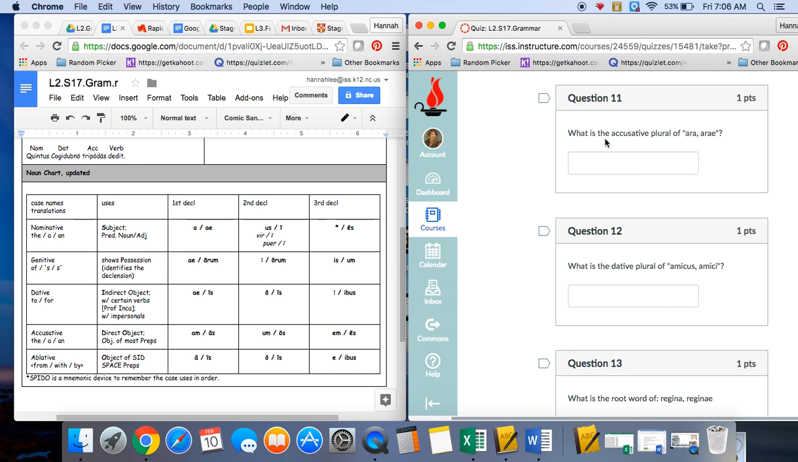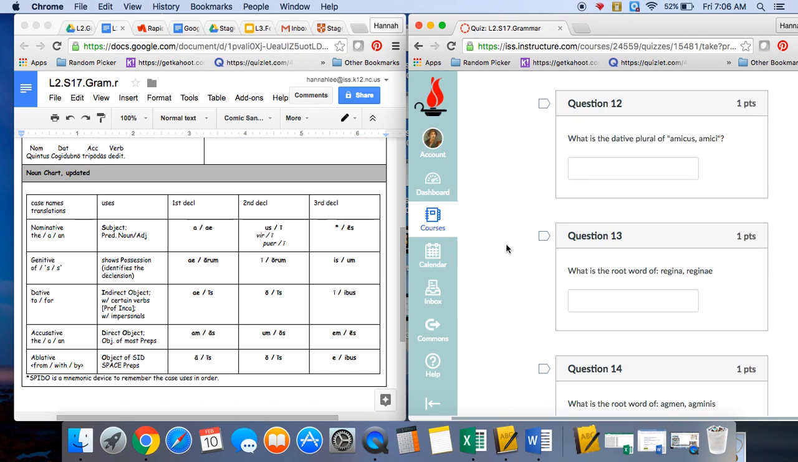Number 11, we're looking for accusative plural of ara, arae. What declension is this A-A-E word? It belongs to the first declension. We want accusative plural. Here's your nominative, genitive, dative, accusative singular. Here's accusative plural. So the root word is A-R. This comes from the second spelling, take off the ending. So A-R, and then we're going to add in the A-S that you had over here for accusative plural.